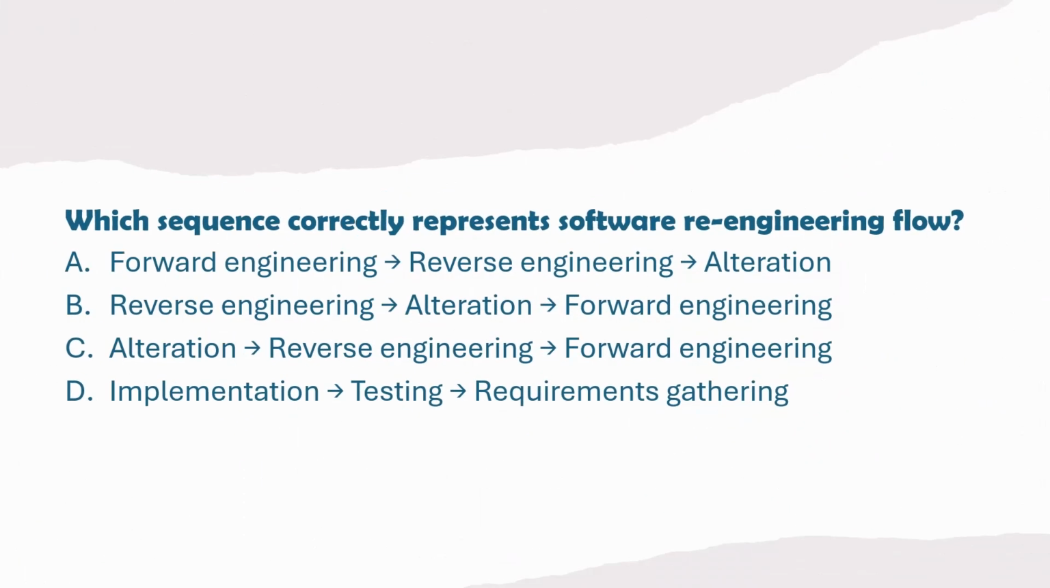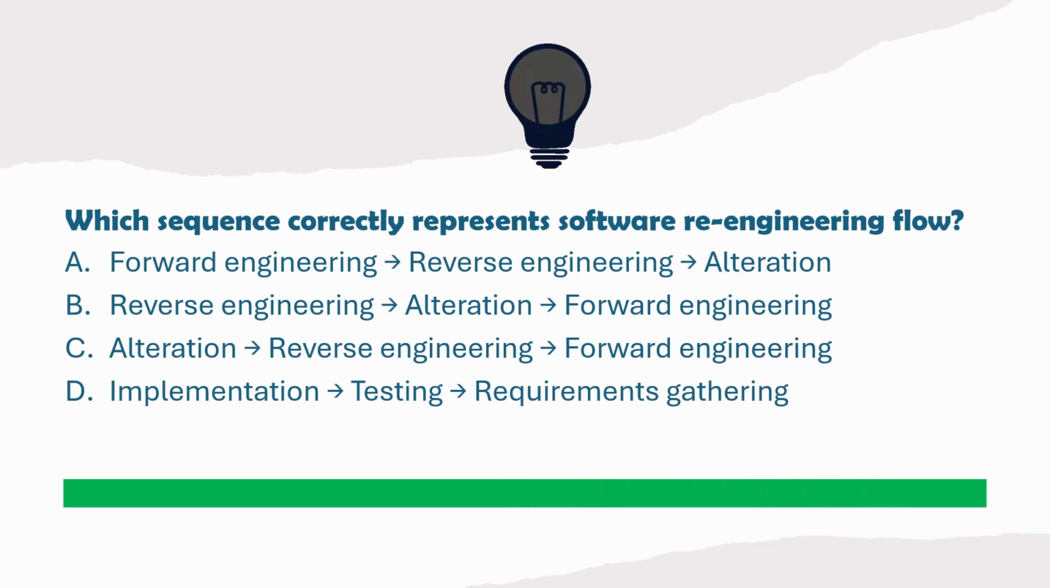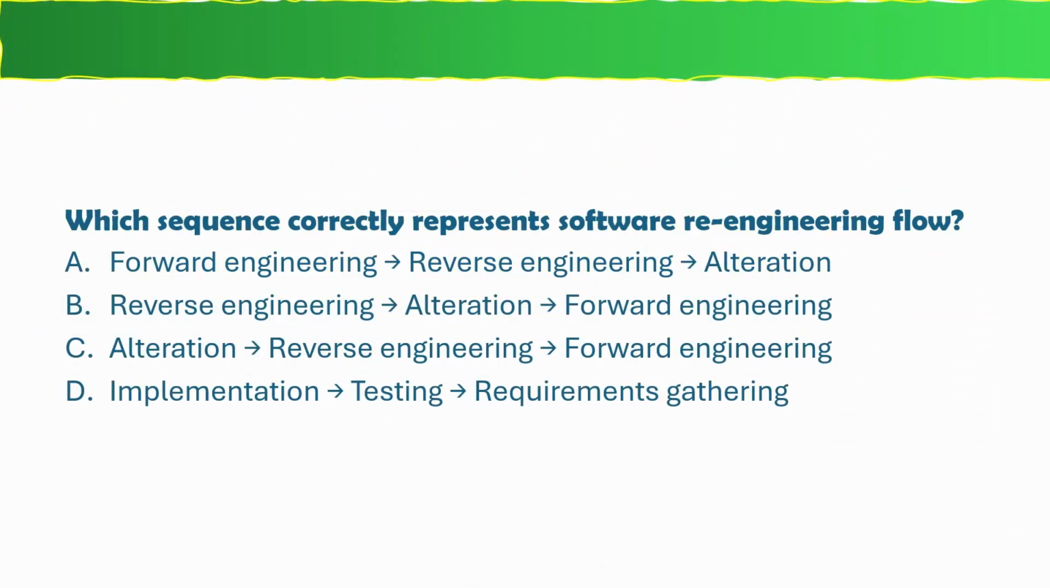Next, which sequence correctly represents the software re-engineering flow? So here you can see these options. The correct sequence in software engineering starts with reverse engineering, where we understand the old system. Then comes alteration, where improvements are made. And finally, forward engineering, which builds the new system. So the correct answer is B.